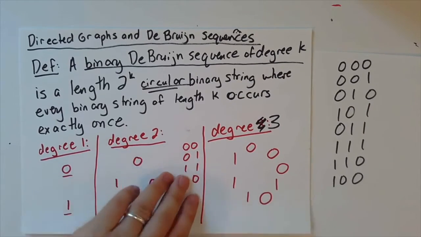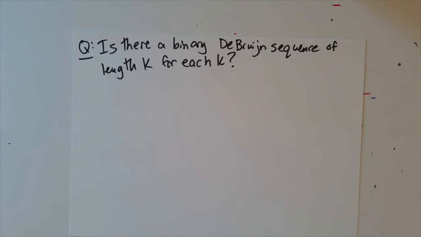And so here the central question for us is going to be, is there a binary de Bruijn sequence of length k for each k? Okay.